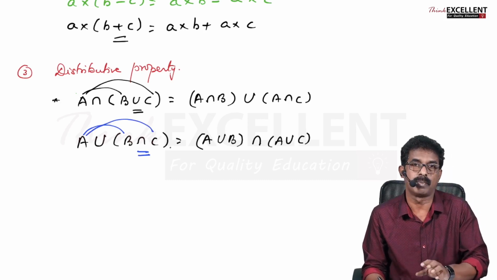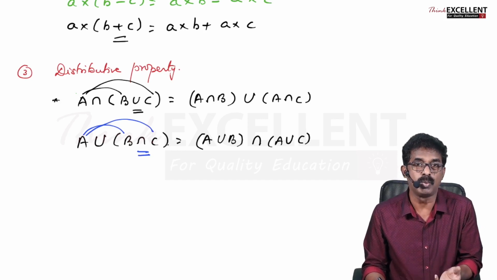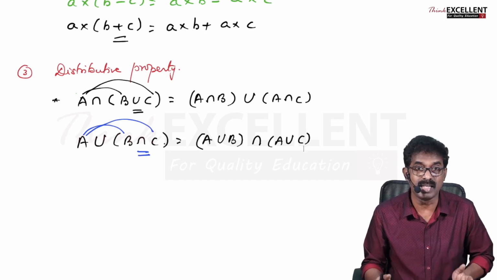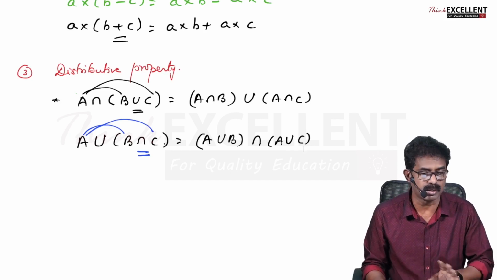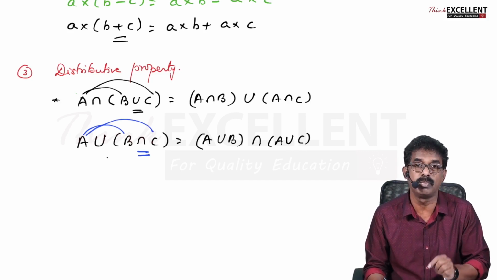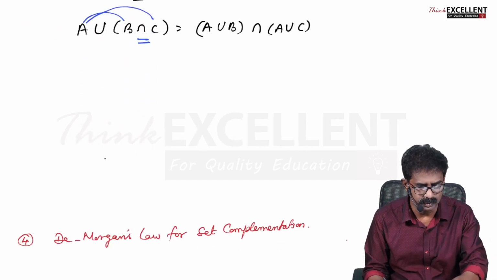So these two properties we call the distributive property. They can ask you to prove by giving three sets, or sometimes they will ask you to prove using a Venn diagram. They can ask a 5-mark question. So remember the properties. Sometimes they won't give the statement. The question will be: verify the distributive property. So you must know what the distributive property is. There are two properties.